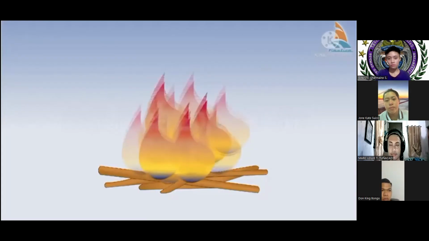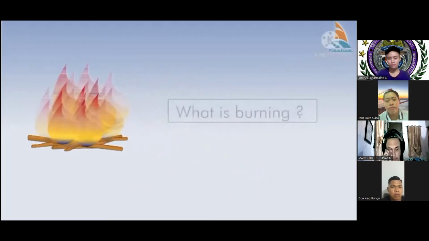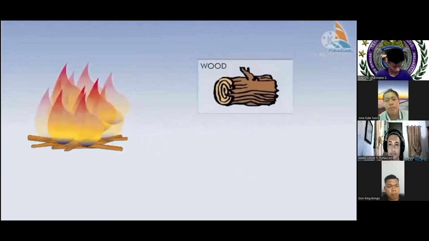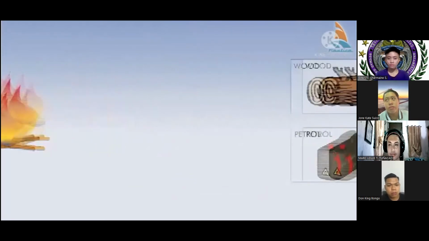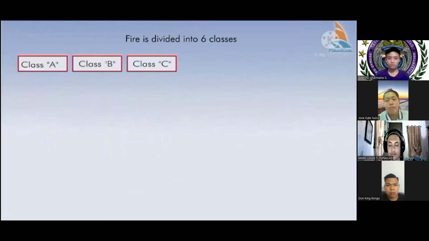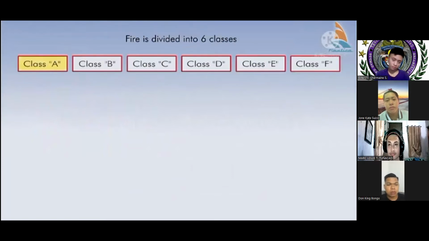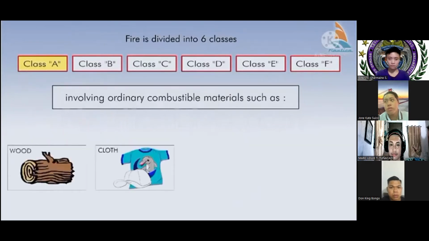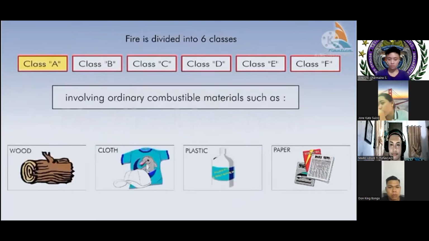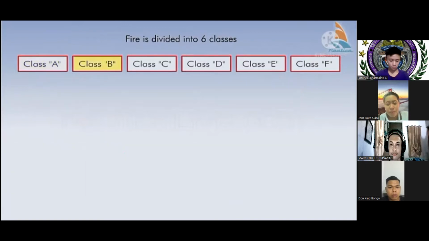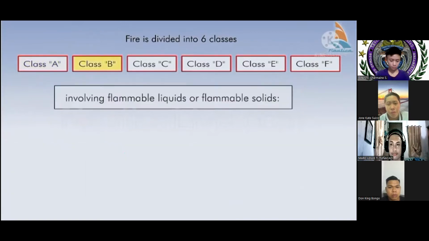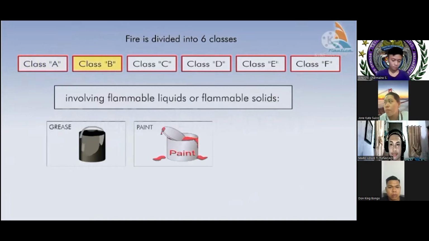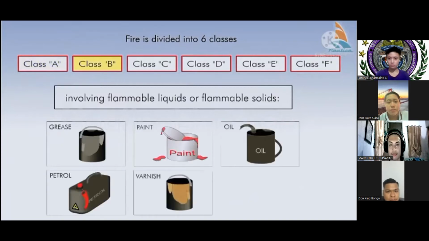In order to extinguish fire properly, we need to understand the materials that are burning. A fire involving wood must be handled differently than a fire involving petrol. The classes are divided into 6: Class A, B, C, D, E, and F. Number 1, Class A. Involving ordinary combustible materials such as wood, cloth, plastic, and paper. 2, Class B. Involving flammable liquids or flammable solids such as grease, paint, oil, petrol, varnish, and fat.